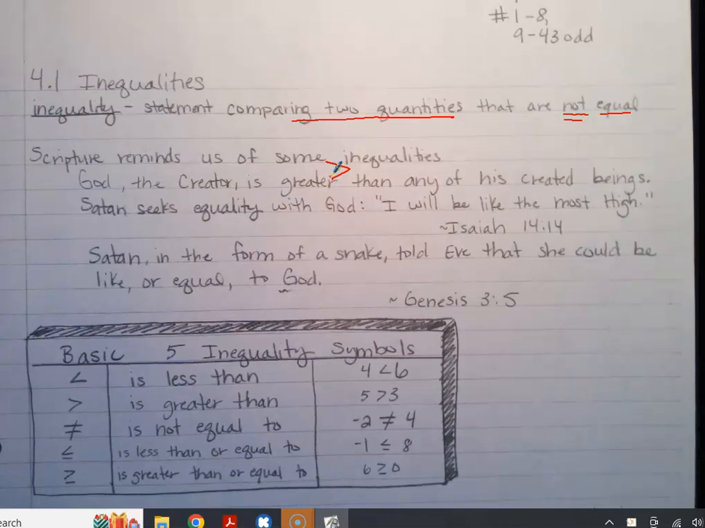That's in Genesis 3:5. So we have these in biblical scripture that we don't always think about as math, but we could write them as a math sentence. We could say, God here is greater than created beings. What would our inequality be in the next one? Who is less than? So, yeah, we would have Eve is less than God if we wrote an inequality for that.